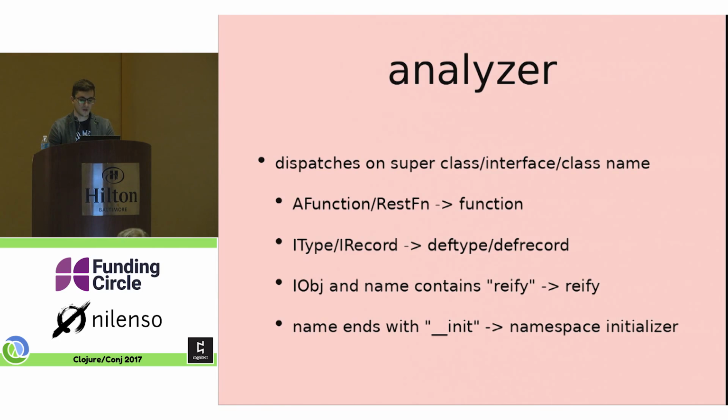We use some heuristics to figure out which class file we're looking at. If the superclass of this class file is AFn or RestFn, then we know that we're decompiling a Clojure function. If the class file implements IType or IRecord, then we know that we're decompiling a deftype or a defrecord expression. And if the class file implements IObject and the name contains reify, then that's the only way that we have to know that we're trying to decompile a reify expression.